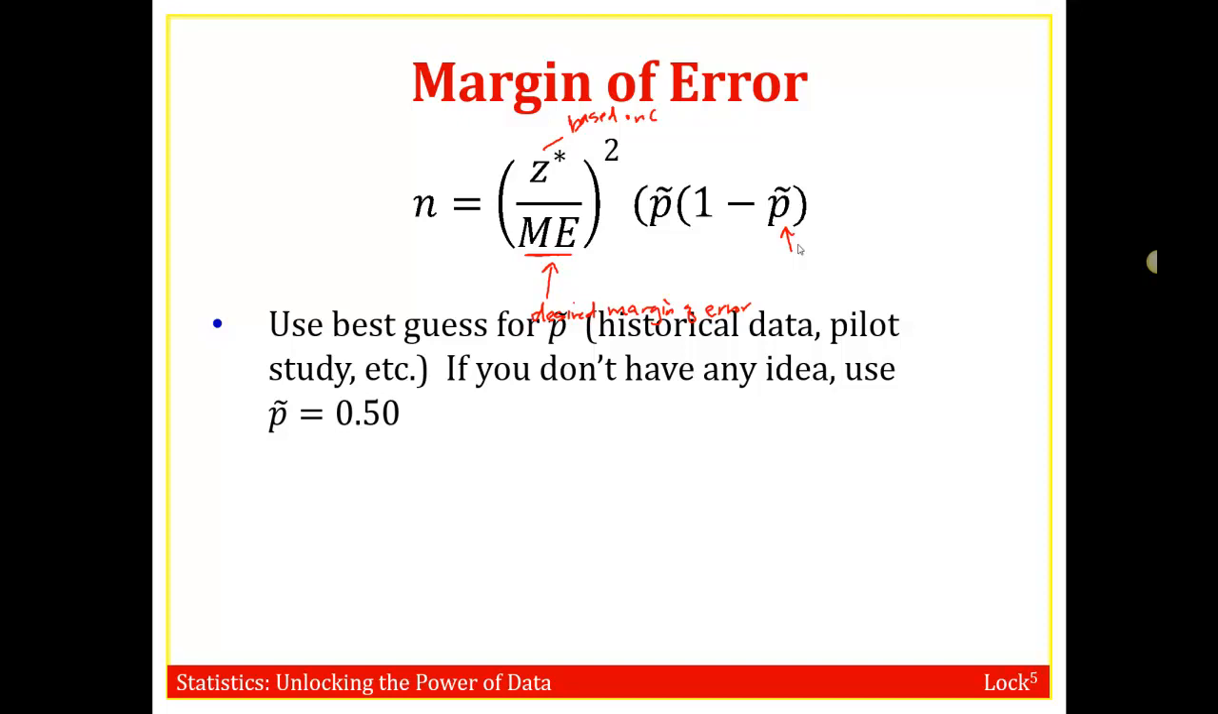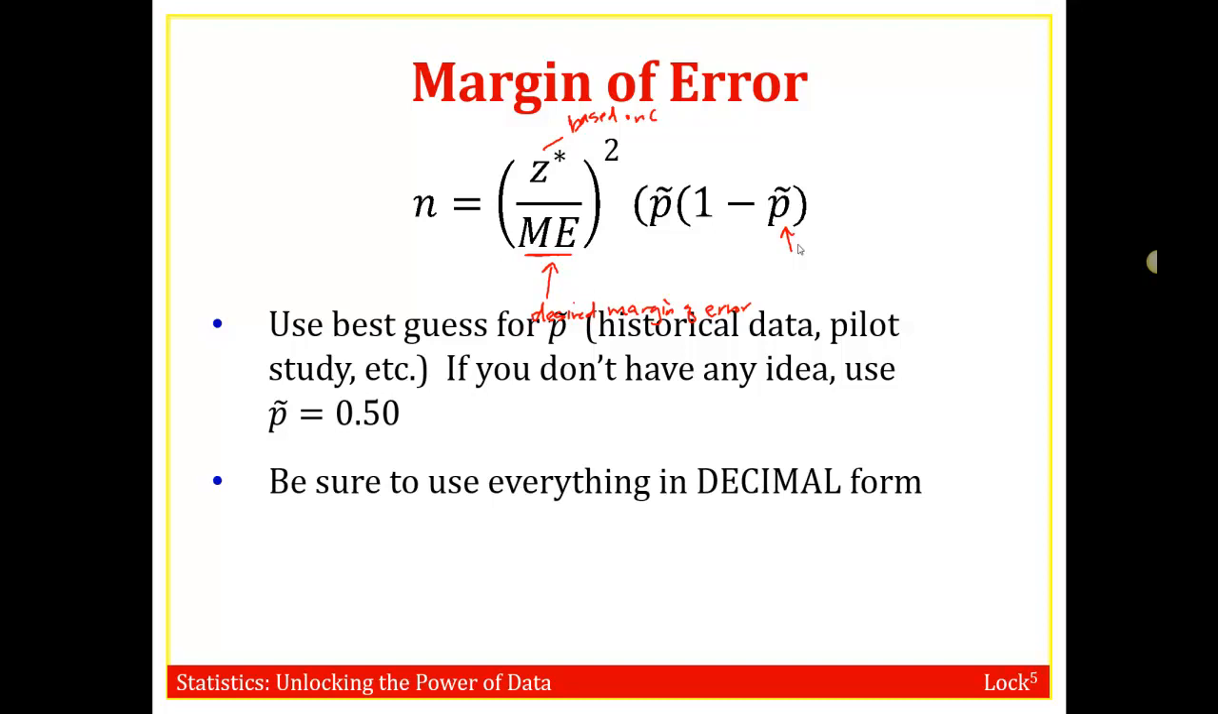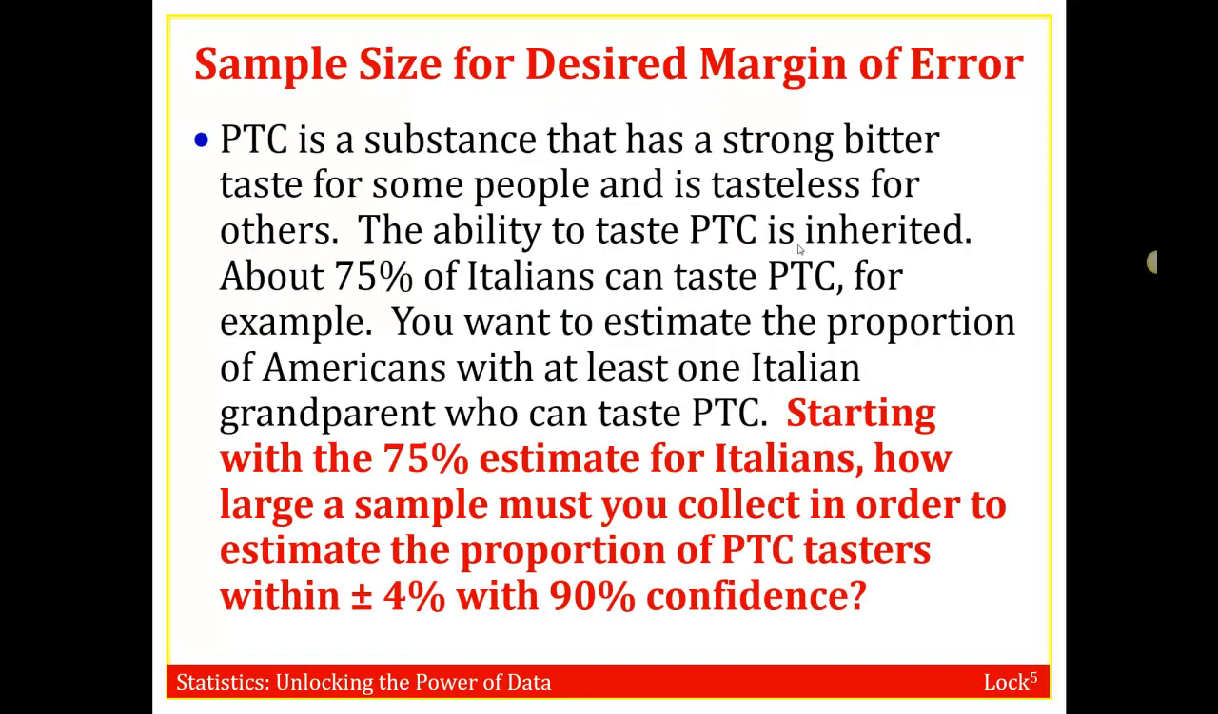Some other things to keep in mind when we're using this formula is that we need to make sure everything is in decimal form. So the ME needs to be in decimal form, and also the p tilde needs to be in decimal form to get the right answer. And the other thing we need to remember is that we always round up. So let's look at an example.